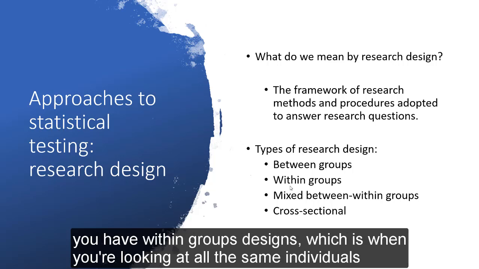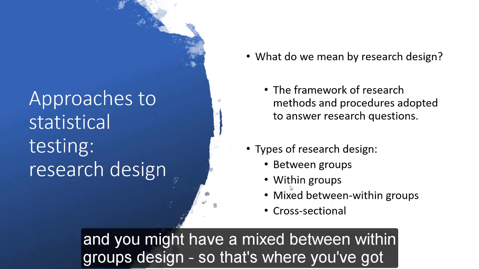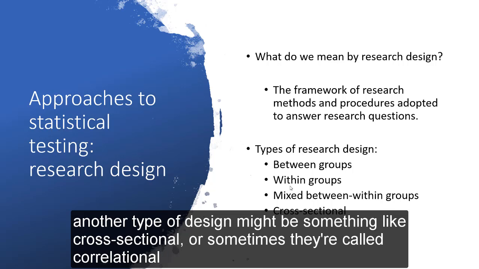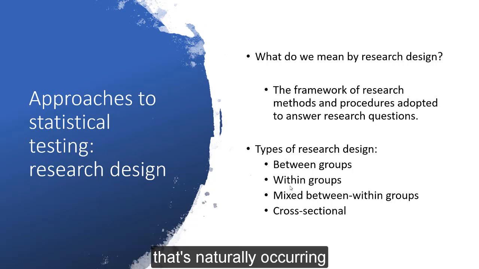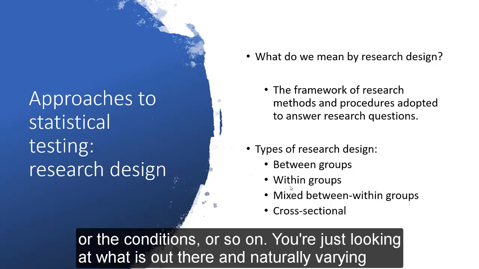You have within groups designs, which is when you're looking at all the same individuals, but you're looking at them in different scenarios, different conditions or time points. And you might have a mixed between within groups design. So that's where you've got an element of between groups and within groups, and we'll look at an example in a moment. Another type of design might be something like cross-sectional, or sometimes they're called correlational, and that's often where you're looking at information that's available, that's naturally occurring, that you're not deliberately manipulating. You're not manipulating groups that people are allocated to. You're not manipulating the scenario, the conditions, or so on. You're just looking at what is out there and naturally varying in the world.